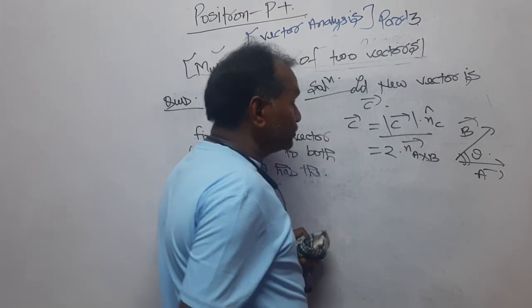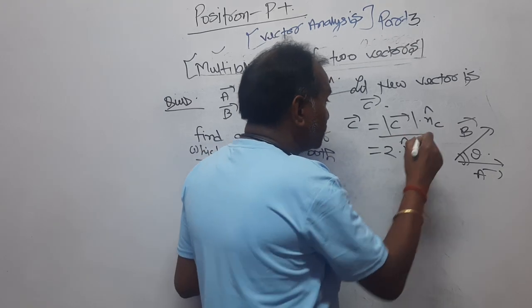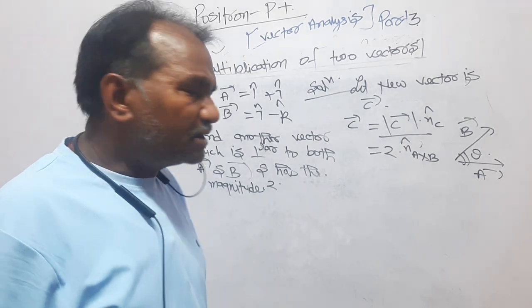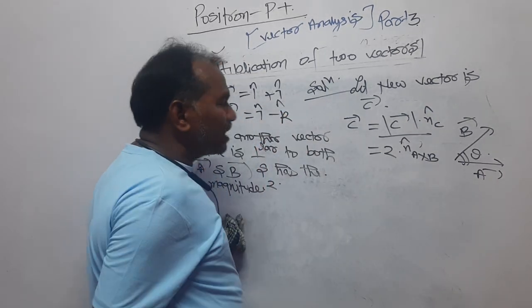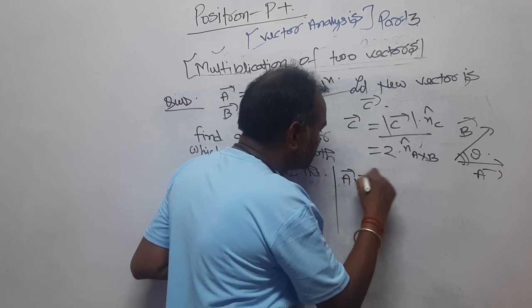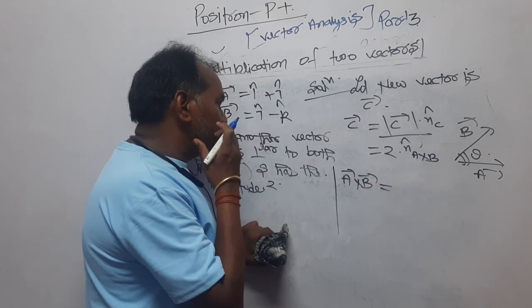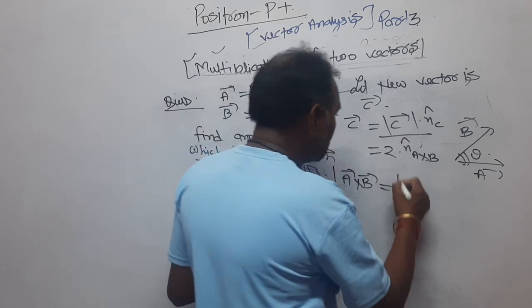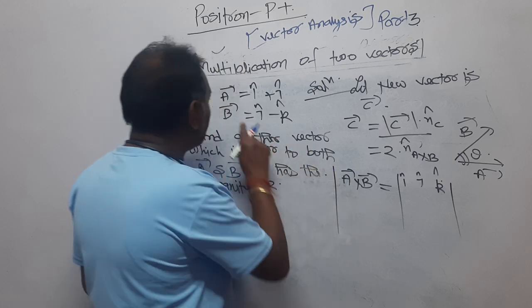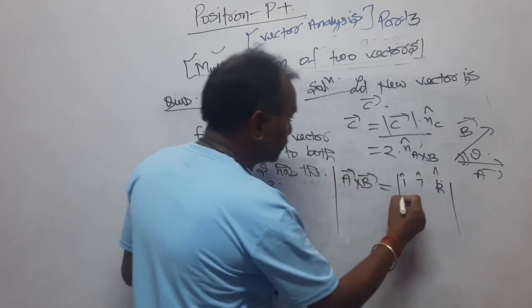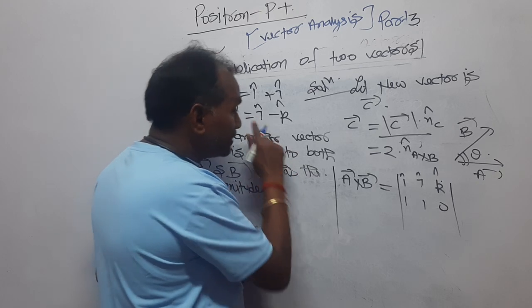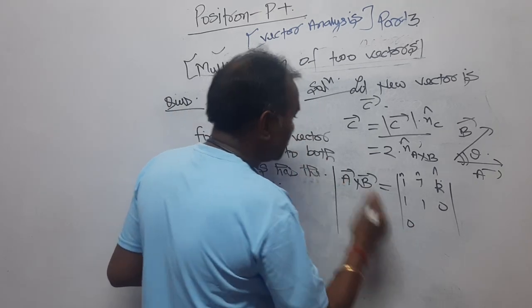Which means what you have to do is find the unit vector of this A cross B. So A is this, B is this. How can you find A cross B, dear student? Look here. A cross B is equal to, I am writing like this, i cap, j cap, k cap. Vector A has the coefficients 1, 1, 0, since k cap is absent. Vector B has 0, 1, minus 1, since i cap is absent.